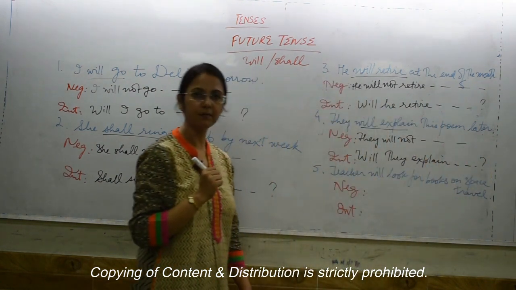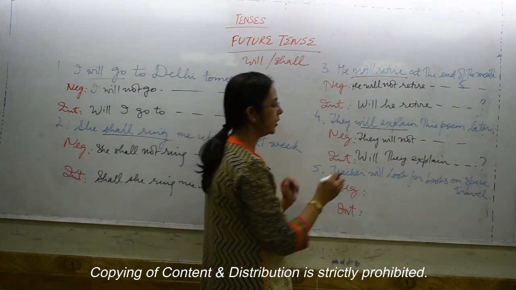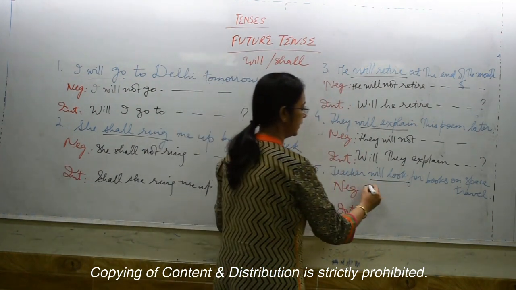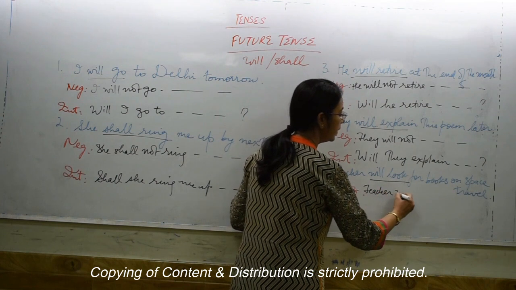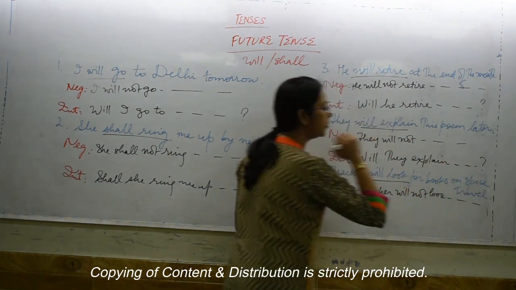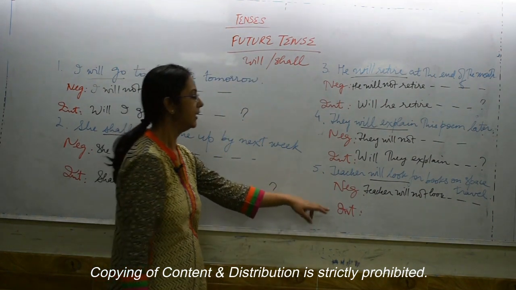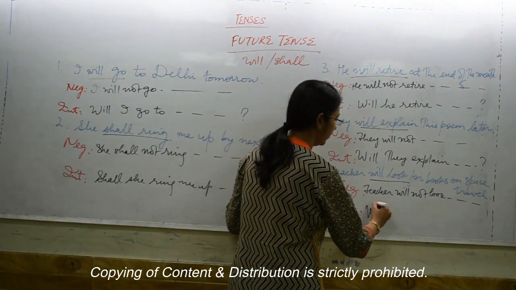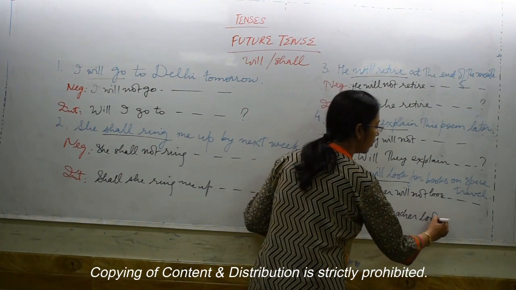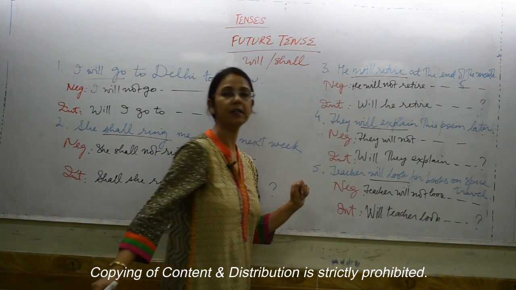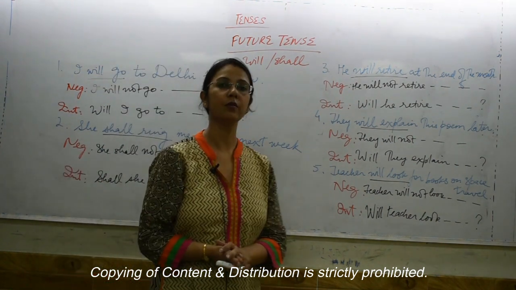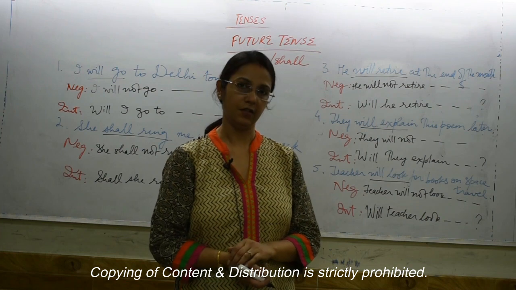Question mark. Teacher will look for books on space travel. Teacher will not look for books on space travel. Interrogative: will teacher look for books on space travel? Question mark. So now let us move on to future continuous.